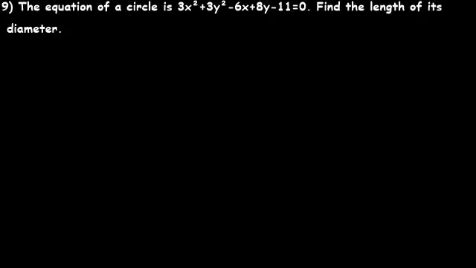The equation of a circle is 3x squared plus 3y squared minus 6x plus 8y minus 11 equals 0. Find the length of its diameter. We find the length of the diameter of the circle. Well, if you can get the length of the radius, we just need to multiply by 2, since we know that diameter is 2 radii. It's a plural, so that will be radii.